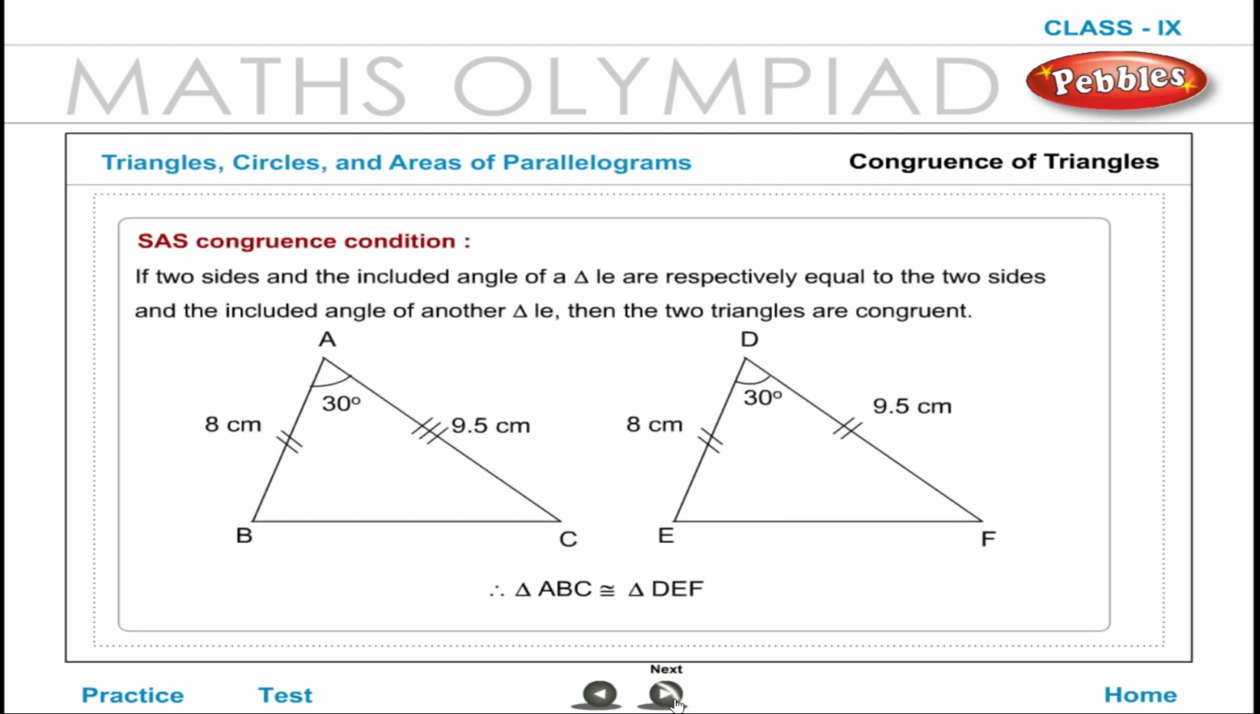SAS congruence condition. If two sides and the included angle of a triangle are respectively equal to the two sides and the included angle of another triangle, then the two triangles are congruent. Therefore, triangle ABC is congruent to triangle DEF.